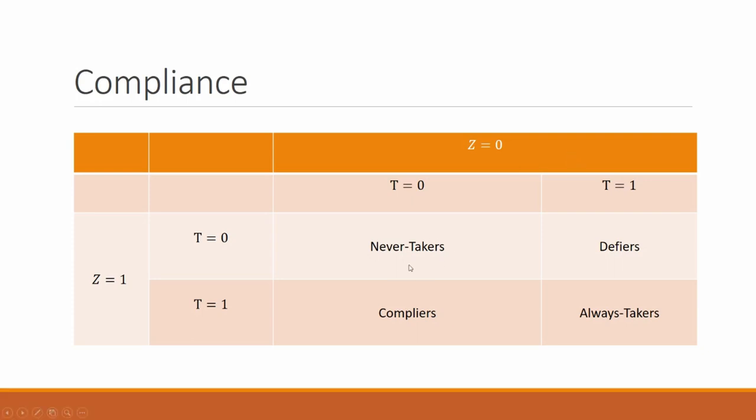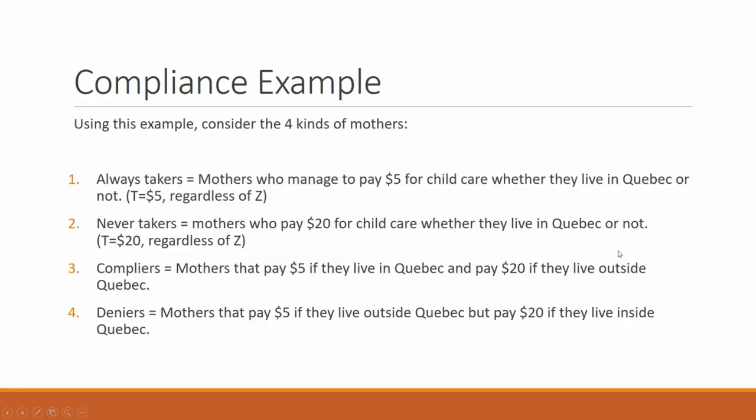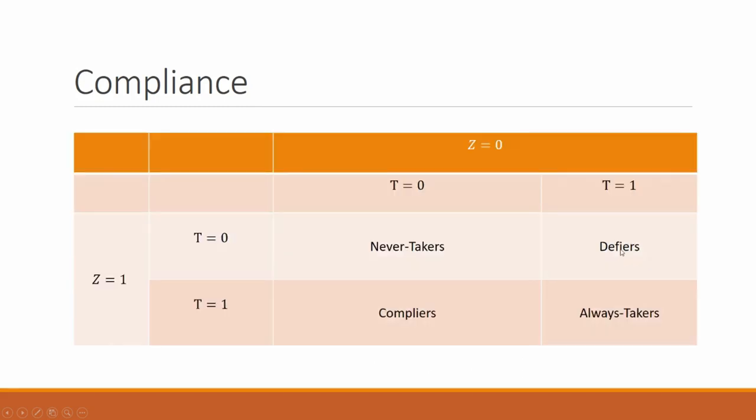Okay, never takers are people that if they lived in Quebec, they would still pay $20. And if they lived outside Quebec, they would pay $20. Those are the never takers. The defiers, or the deniers, I'm using both here. The defiers are people where if they live in Quebec, they pay $20, but if they live outside Quebec, they pay $5.